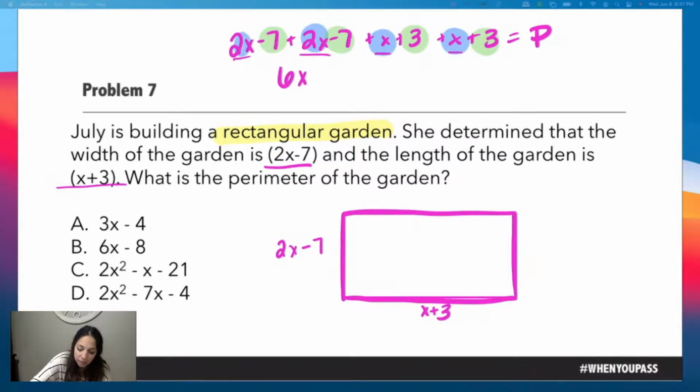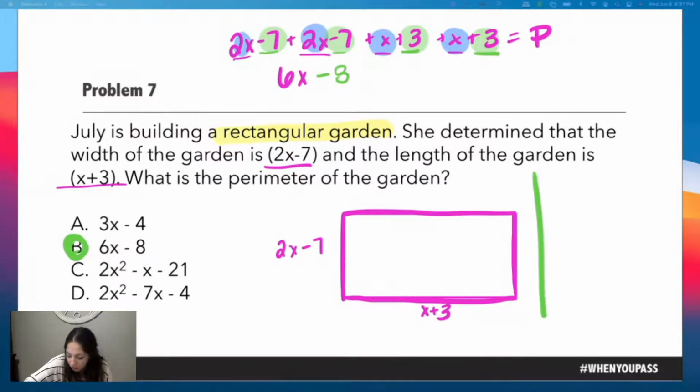And then negative 7 minus 7 is negative 14, plus 6 is negative 8. So that's my perimeter. Now, what if they asked you for area? Let's go ahead and solve that, because why not? We're sitting here on this problem, and I definitely want to show you how to do that. So if they asked us for area, what do we know?